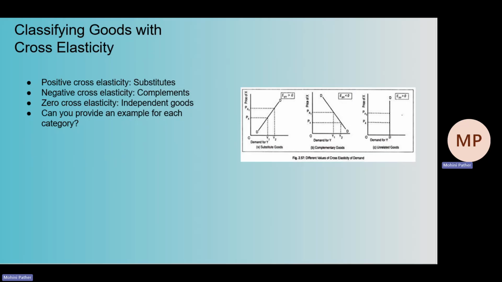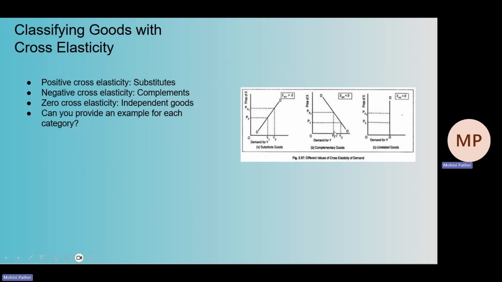So when we are classifying goods with cross elasticity, if we see a normal looking demand curve, that indicates to us that there is a negative cross elasticity. That means that there is a complement. So even though the price of our cars has gone up, the quantity demanded of tires has not changed or has in fact increased.